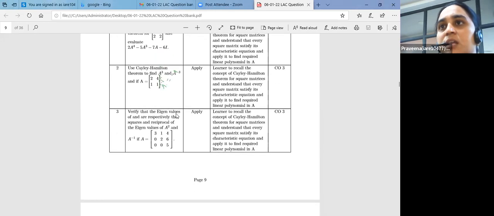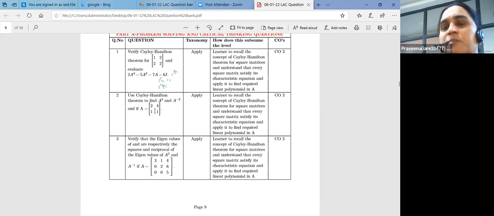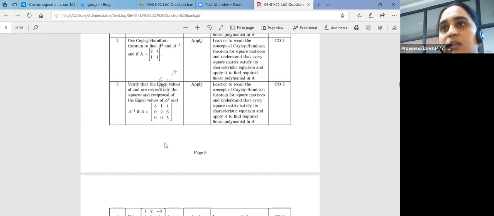Next, use Cayley-Hamilton theorem to find A cube and A inverse. That is also there in your notebook for a 2 by 2 matrix. It is not a 3 by 3 matrix. What we have done for 3 by 3, same procedure for the second question. And next question, verify that the eigenvalues of A square and A inverse are respectively the squares and reciprocals of the eigenvalues of A.